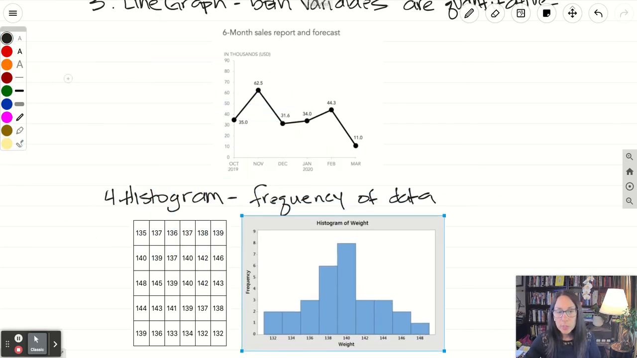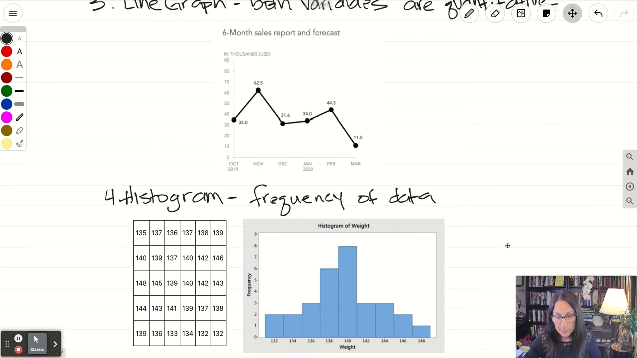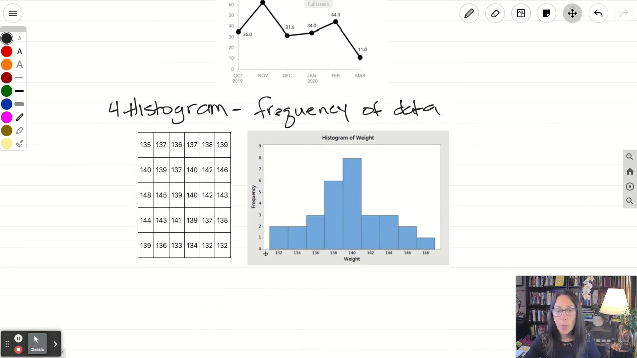And so what you would do as the scientist is you would determine what the range of numbers is for each category. So what I did here was I decided there would be 2 weights per category. So this is 131 to 132. This is 132 to 134, 134 to 136, 136 to 138. And then what I did was I counted up how many of the numbers were in each category.